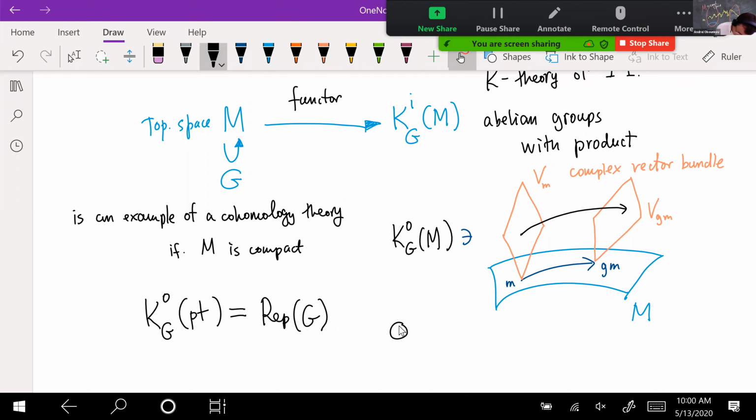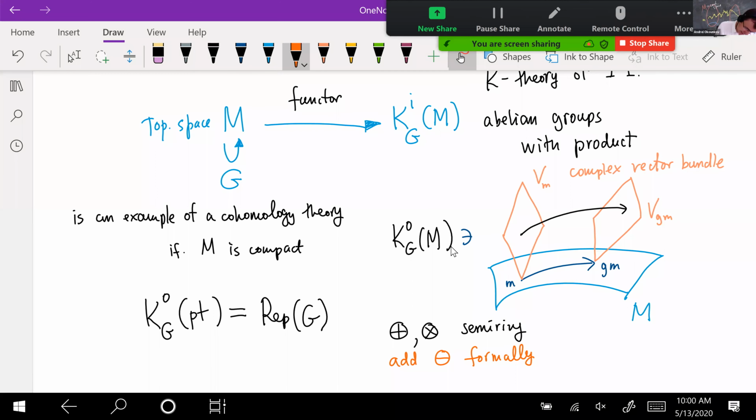This is a semi-ring with operations given by direct sum and the tensor product. So this makes it a semi-ring. And we make it a group formally, just like with the representation ring. With the representation ring, we start with actual representations, but then we consider differences of representations, and then some equivalence relation on differences of these representations. And so we add this formula and we obtain this object.